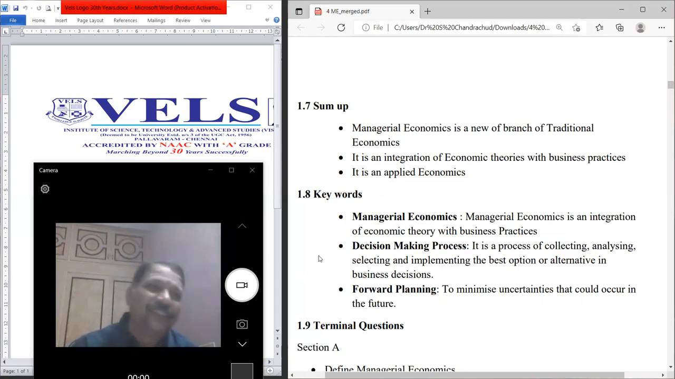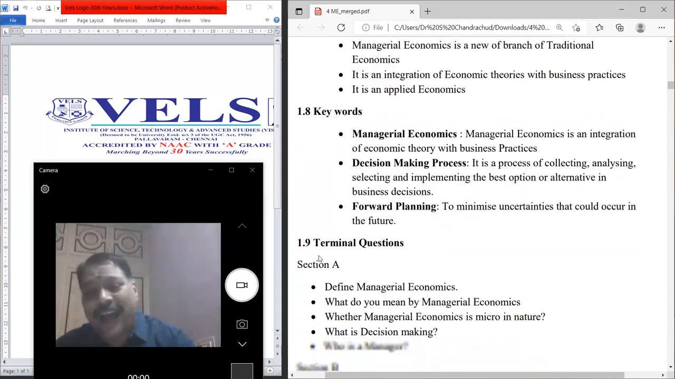If you see the definition of Milton Spencer and Siegelman, it is an integration of economic theory with the business practices for the purpose of decision making and forward planning. Forward planning means to minimize the uncertainties that may occur in the future.